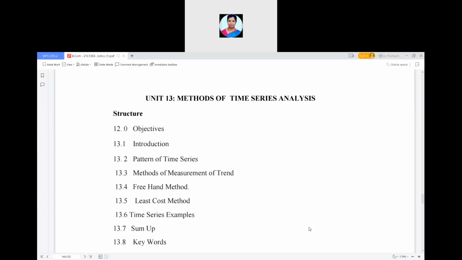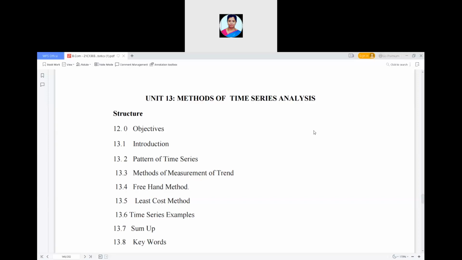Now let us see unit number 13, types of time series. So what are the types of methods we are using for the time series analysis? What are the things we are going to see? We are listing out. The first one is what is our objective?